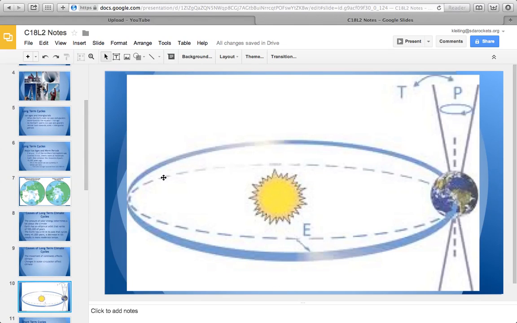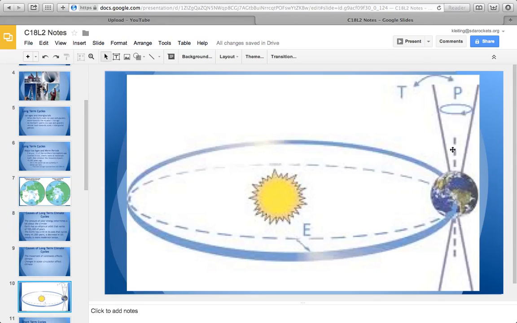So, our elliptical orbit, an ellipse, is almost like an oval. It's like you took a circle and you just squished it a little bit. So, that being elliptical affects our climate because here you can tell we're a little bit closer to the sun than we are right here. Right? So if we're closer, we're going to receive more energy. More energy means warmer weather.